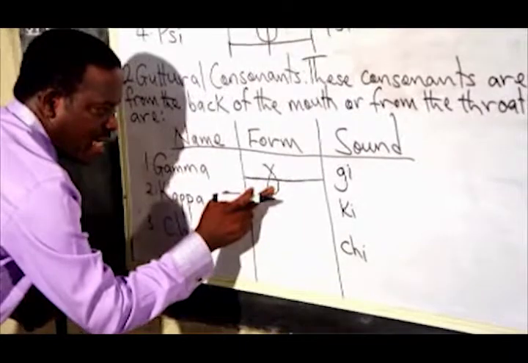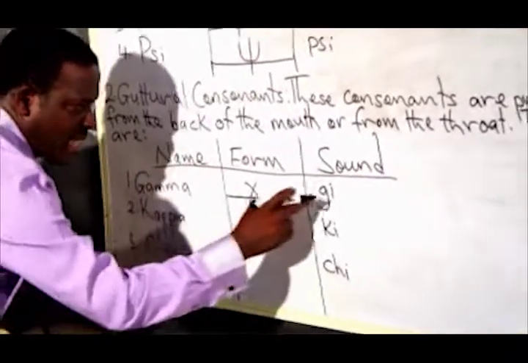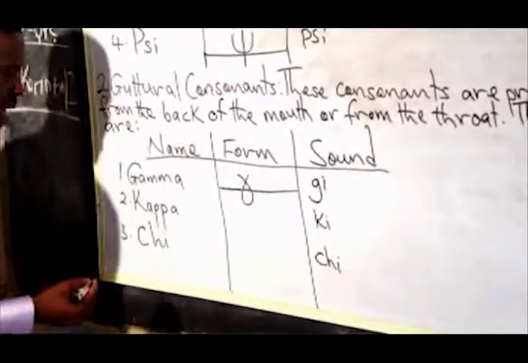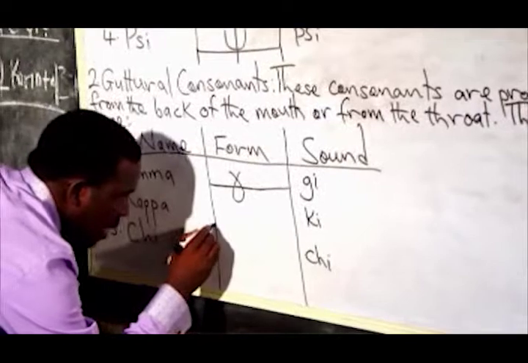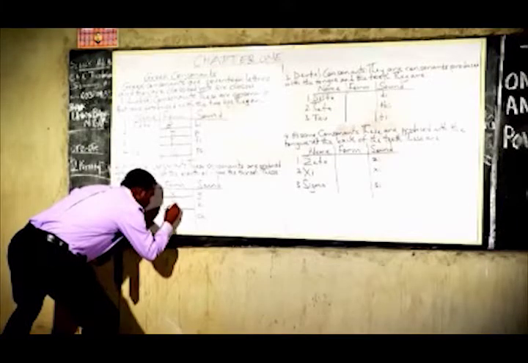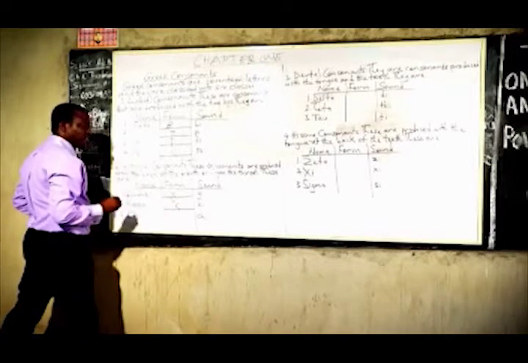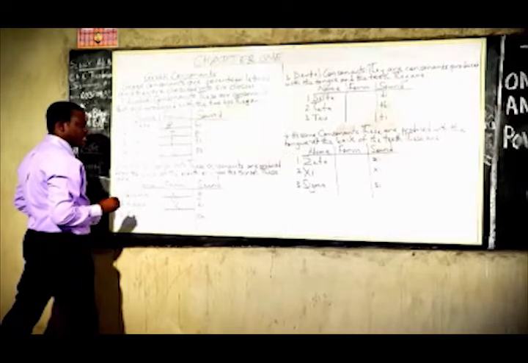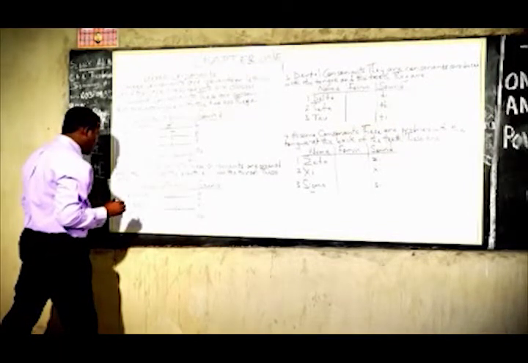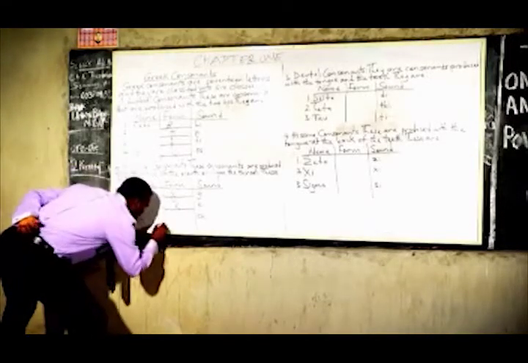The tail comes below the line, but the intercepting point is above the line. And gamma sounds as G. The second one is kappa, and this is how to write kappa. Anything different from this is not kappa, and kappa sounds as K.